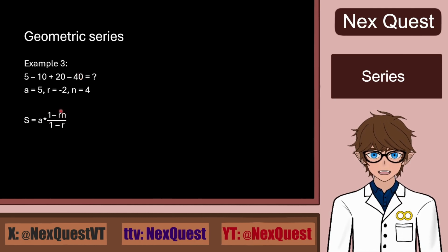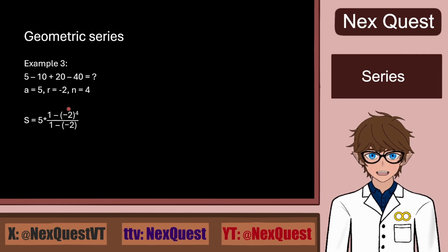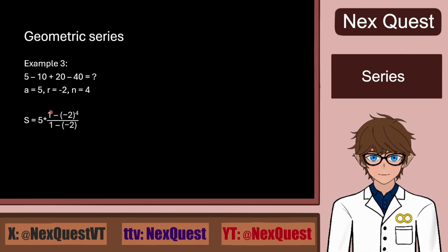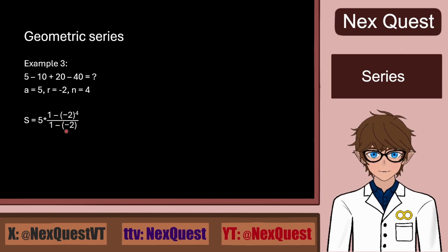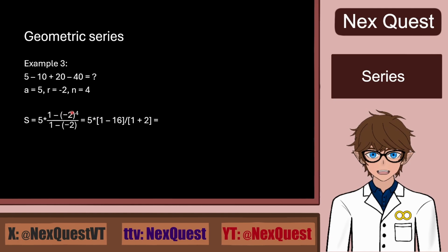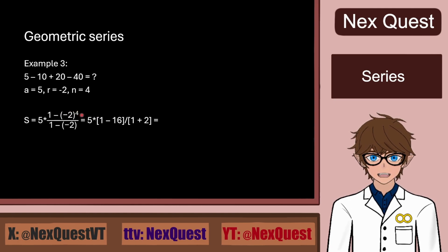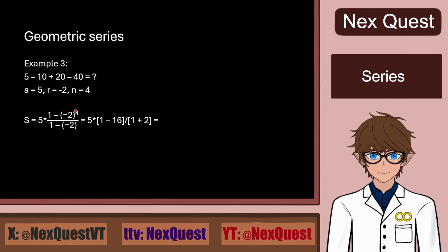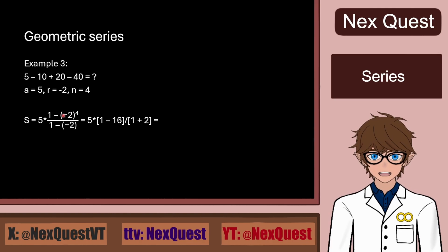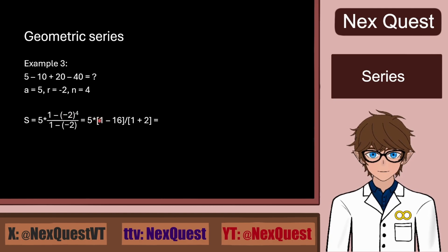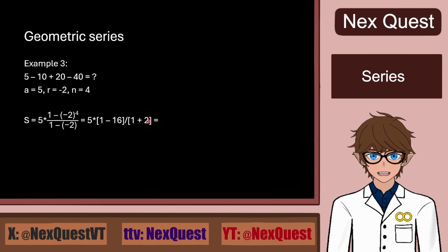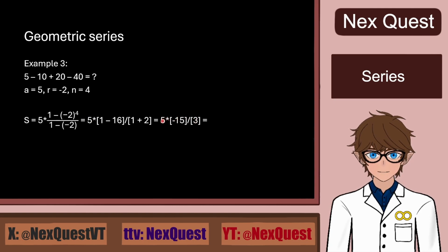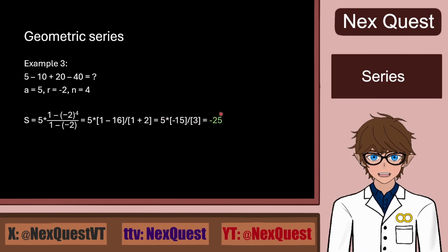Again, this n should be in a superscript, an exponent to r. Now we have 5 times whatever the math on top is, divided by whatever the math on the bottom is. Let's clear it out a bit. Minus 2 to the power of 4 is 16, because it's an even exponent and a negative number inside brackets. We have 1 minus 16 divided by 1 plus 2, altogether multiplied by 5. So minus 15 divided by 3 times 5, and that's minus 25.